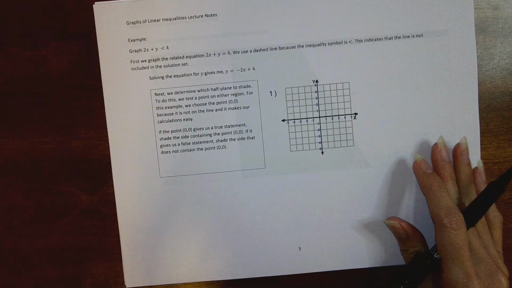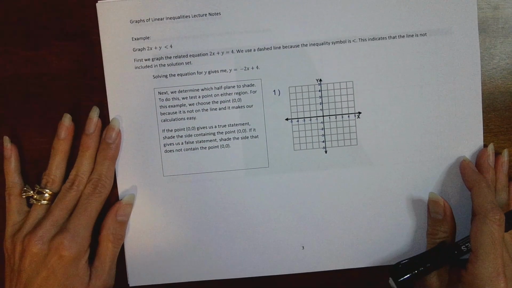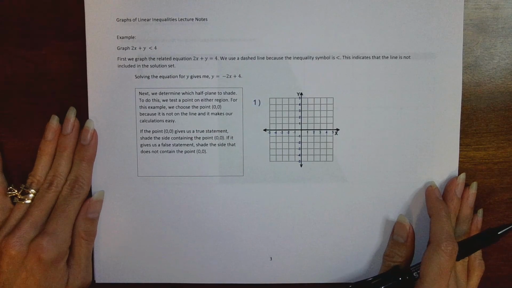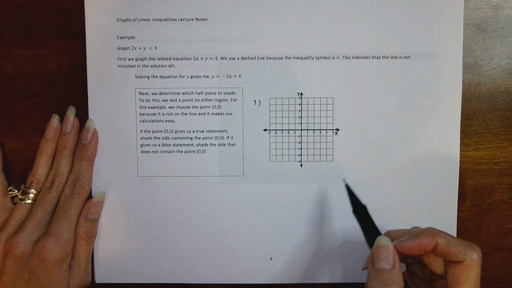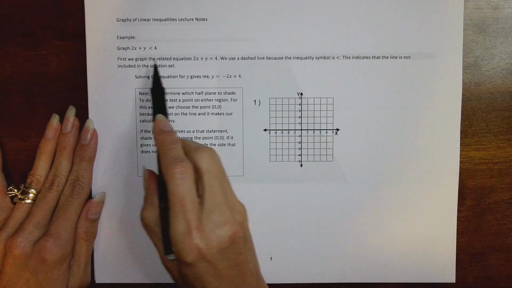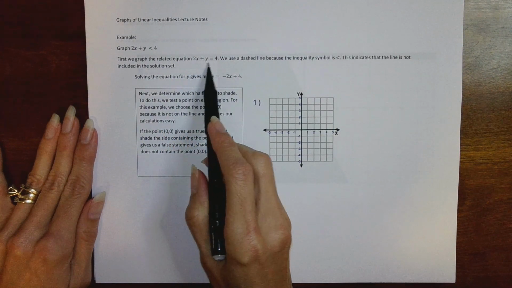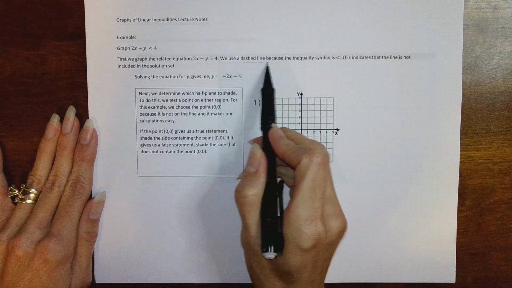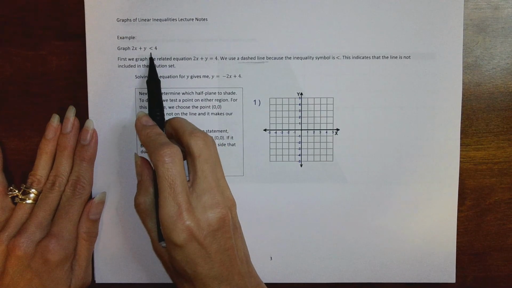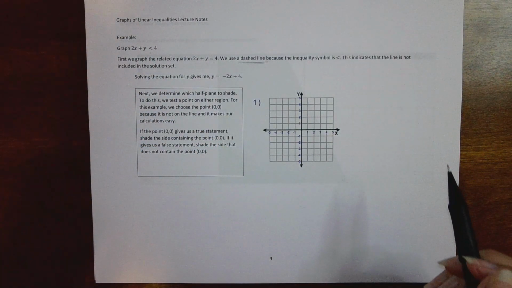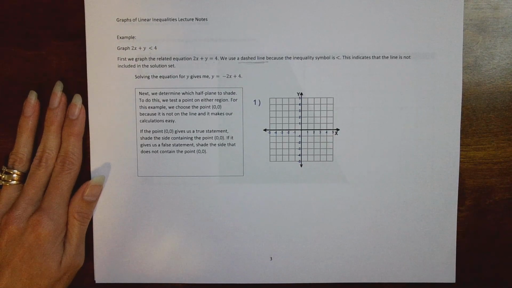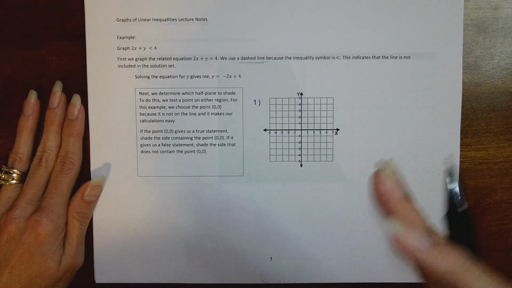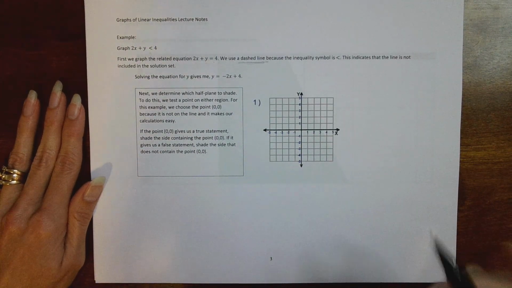Alright, so now I have another example. 2x plus y is less than 4. So we're going to graph the related equation, 2x plus y equal to 4, but we're going to use a dashed line because there's no equal sign over here. And that indicates that the line is not part of the solution set. Anything up close to the line is, but not the line.